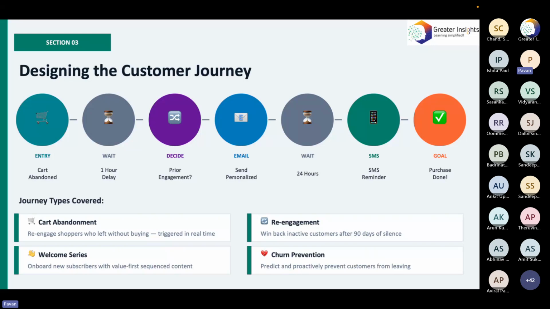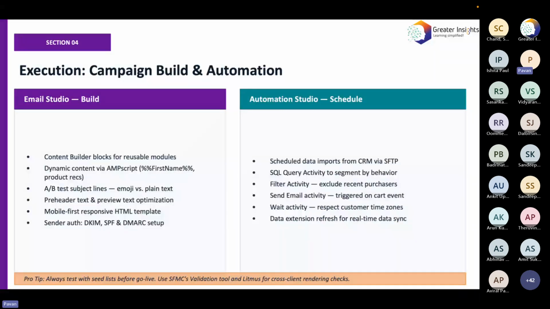So this is how you want to design your journey. I'm giving you certain examples, right? An abandoned cart, a re-engagement, a welcome series, a churn prevention, all of these could be an example of your journey set. Okay, now this becomes a little technical, but I'll try and keep it as simple as possible for you to understand those two sections. Now you see, we've spoken about a journey. Now we have to talk about email and automation.